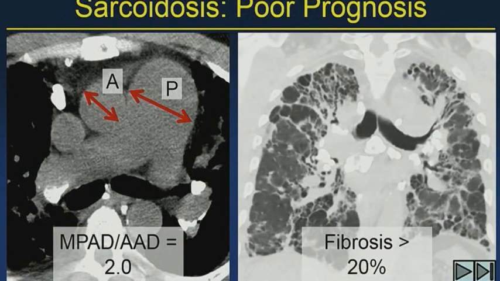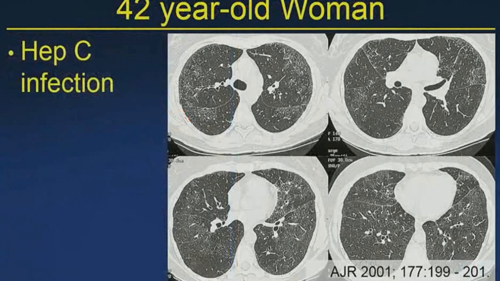So if I look at this patient, they have fibrosis, which is clearly more than 20% of the whole lung. They also have an elevated pulmonary artery to ascending aortic diameter ratio. Those are two independent predictors of poor prognosis, and it's something that you should look for and perhaps comment on in your reports in patients with known or suspected sarcoidosis.